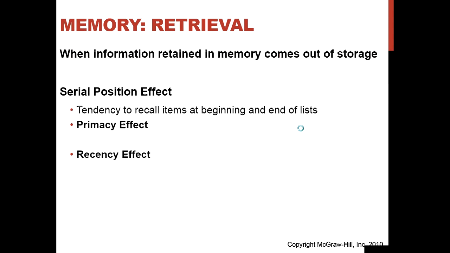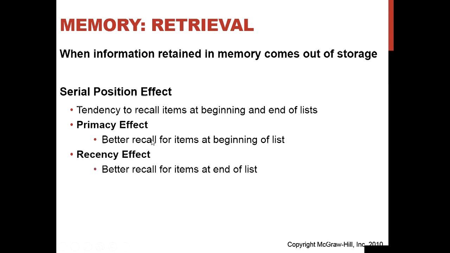Now, with serial position effect, we have something called primacy effect, and this is just being able to recall items at the beginning of the list, better recall for that, versus recency effect, where we tend to do better with the items at the end of the list. Now, some of you might do really well with items at the beginning, and then we lose the ones later on. Some of you might do really well with the more recent things and forget the stuff at the very beginning.